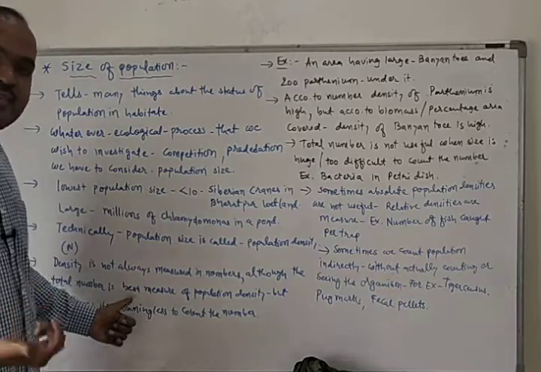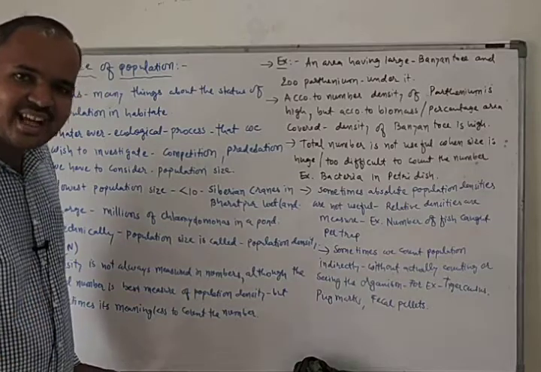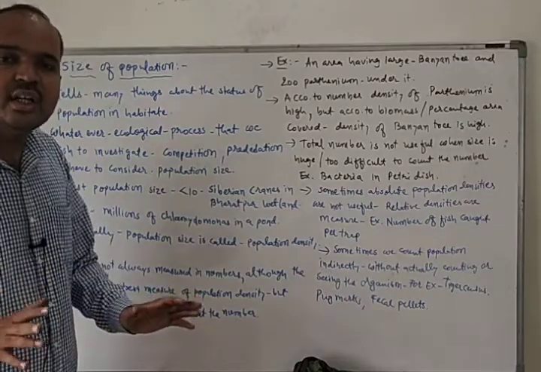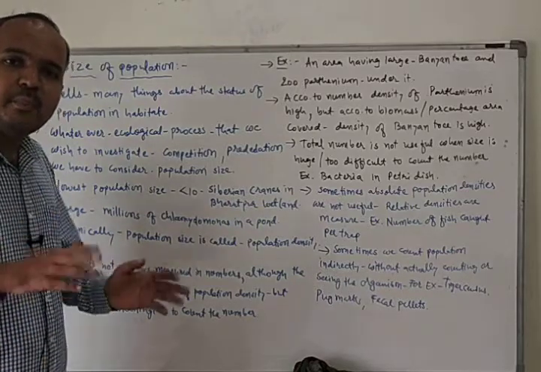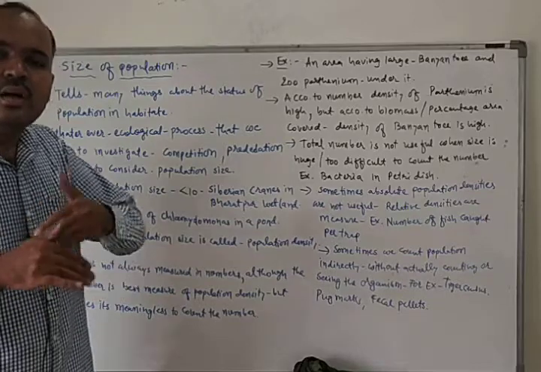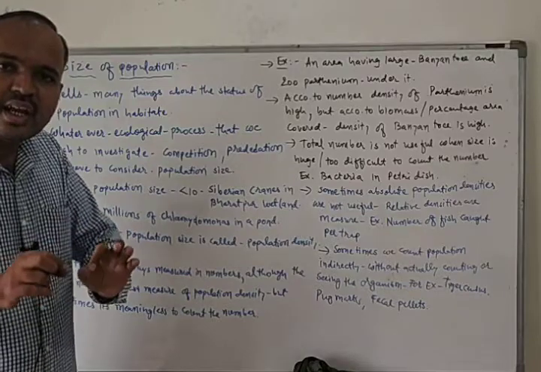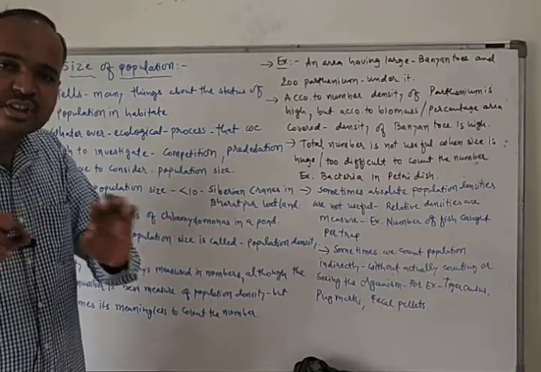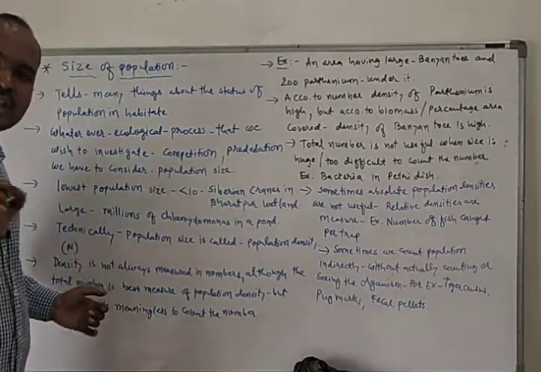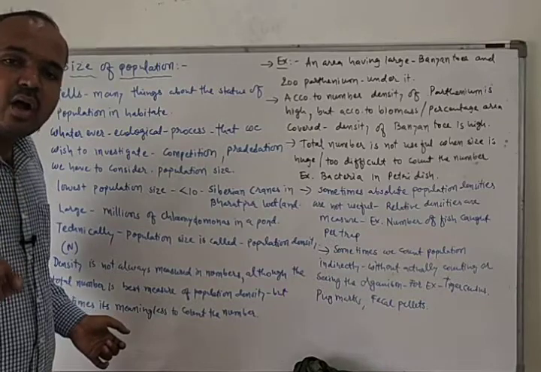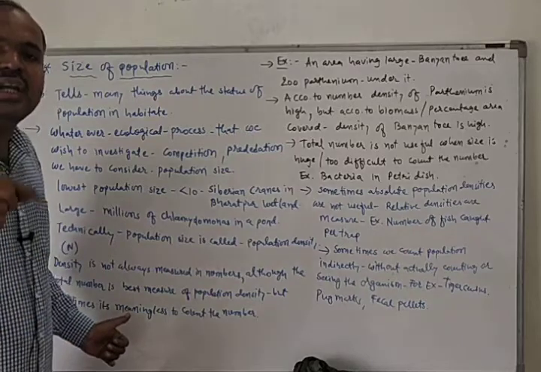And density is not always measured in terms of numbers. The first point that we said regarding population size is that population size is technically denoted as population density, denoted as N, and population density is not always measured in number, although the total number is the best parameter to indicate population density.